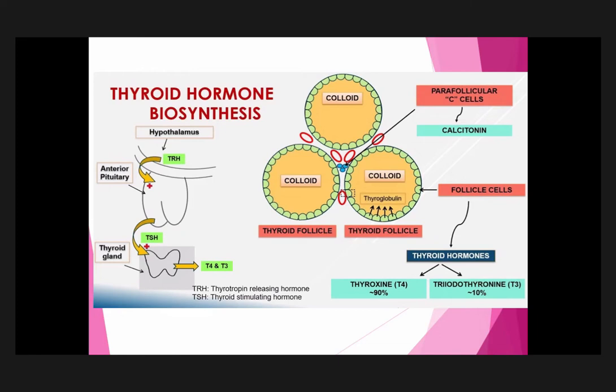The thyroid gland is regulated by the hypothalamus. The hypothalamus produces thyroid releasing hormone. Thyroid releasing hormone stimulates the pituitary gland. Look at the left part of the picture. It stimulates the pituitary gland to produce TSH, thyroid stimulating hormone. And TSH affects T4 and T3, meaning their secretion. 90% of the hormone produced in the thyroid gland is T4, 10% is T3.